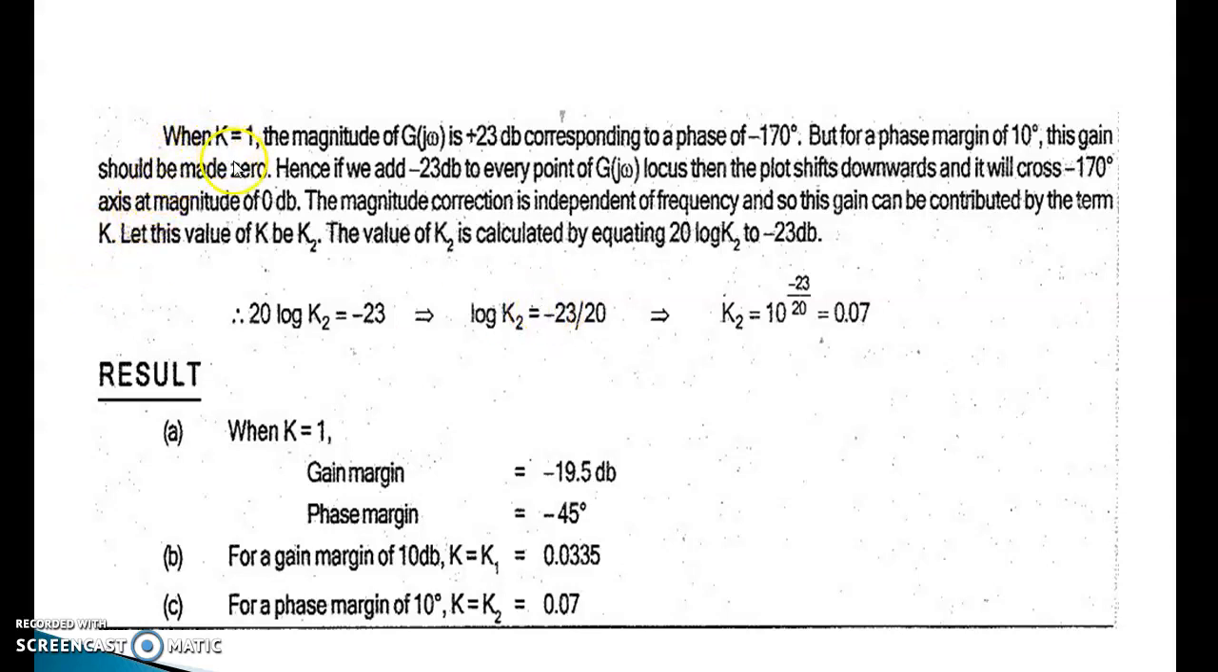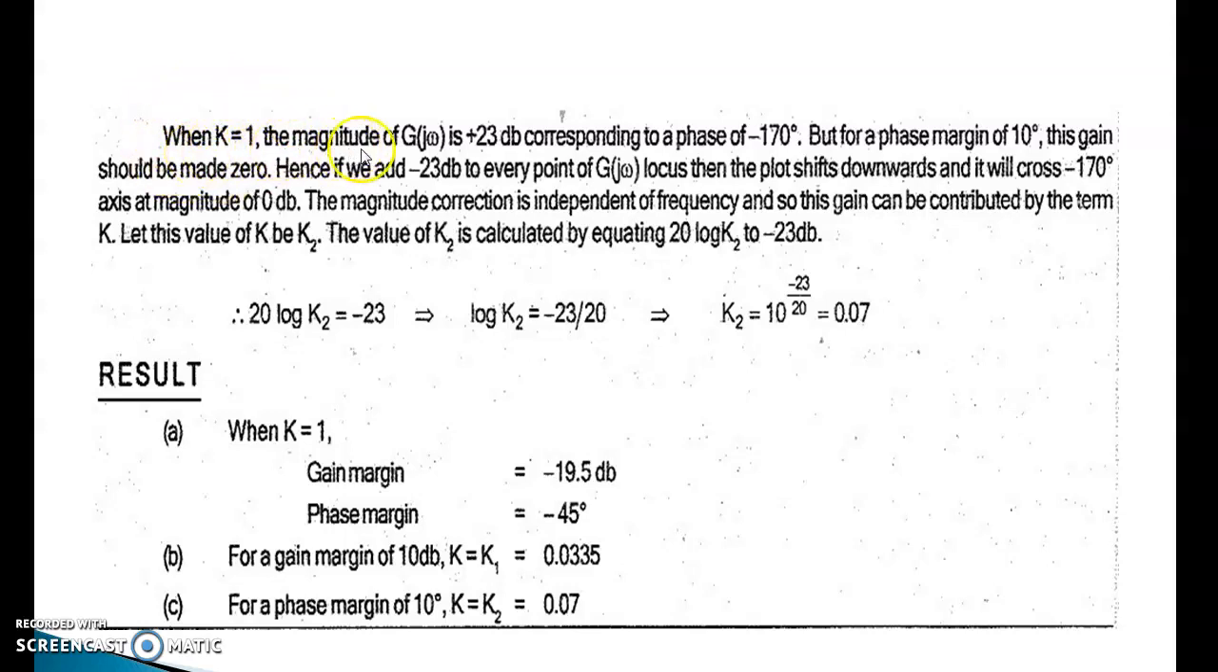Let us start frequency response analysis of Nichols chart. Myself Varun Ranjan Naik, HOD Electrical, Nilachal Polytechnic. Now I am going to explain regarding frequency response analysis using the Nichols chart.